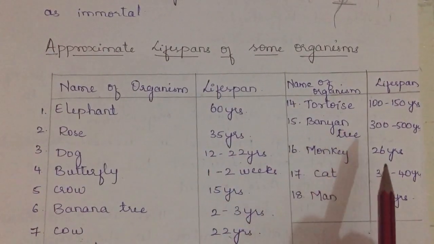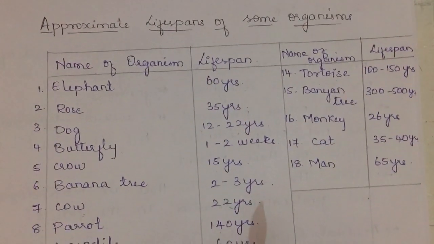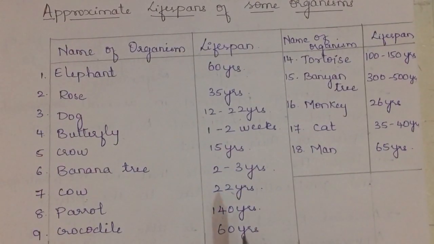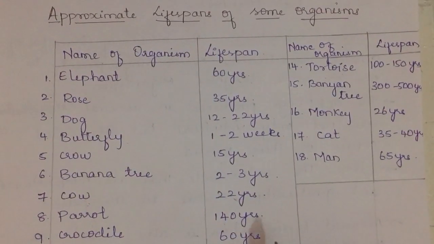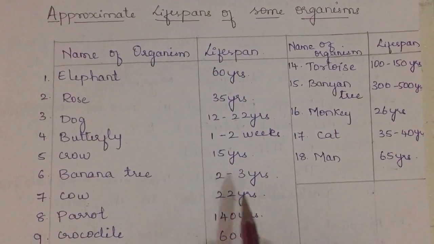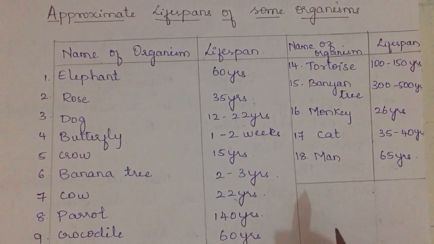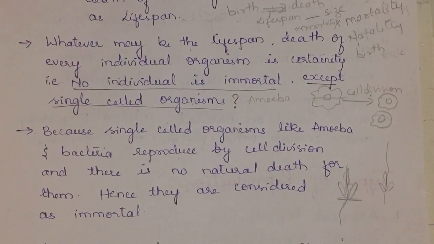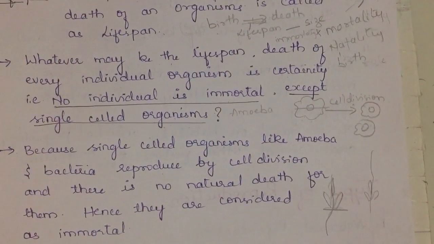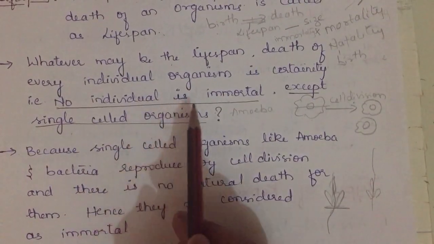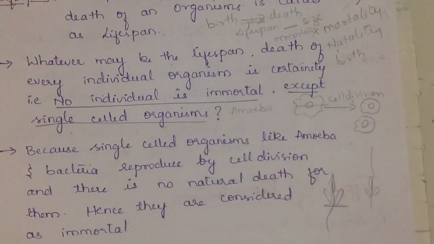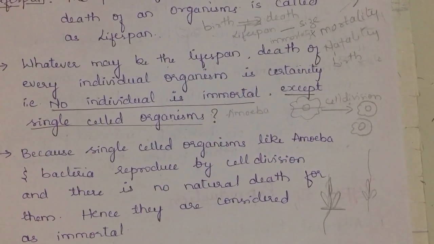In this approximate lifespans of some organisms, the question has not been asked to mention the lifespan of a butterfly or of a monkey. We didn't get this kind of questions, but in entrance exams we have got many questions regarding this. But for theory, if you know the lifespans of these, it is better to score more. Other than this, what I discussed first was what is lifespan. As I said, 1 mark questions would be to define lifespan, and why single celled organisms are called immortal. These two questions have been asked from this part.